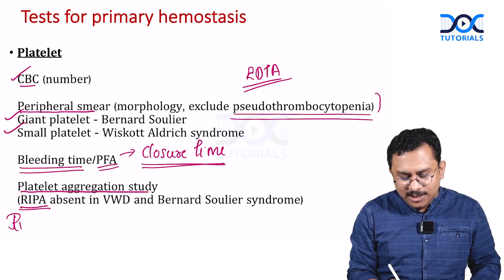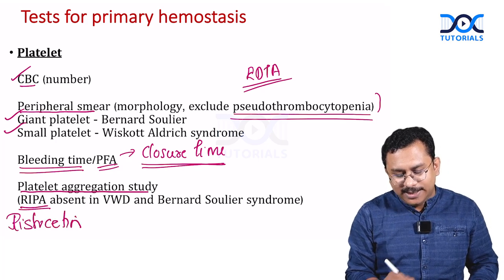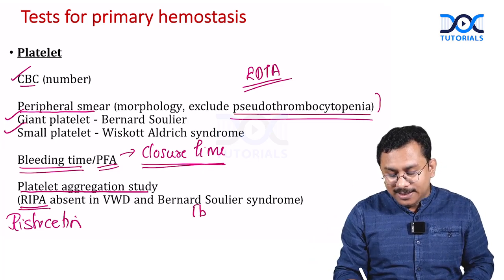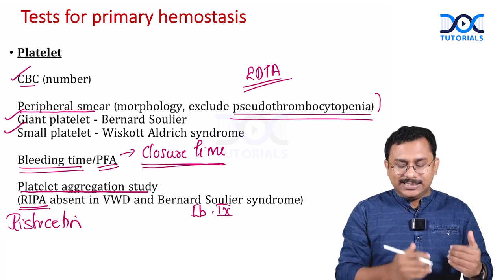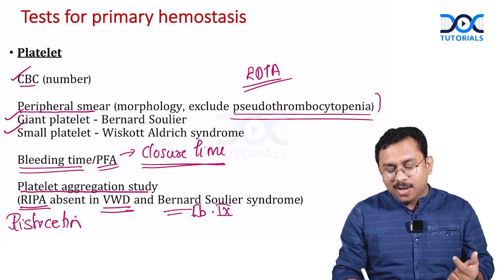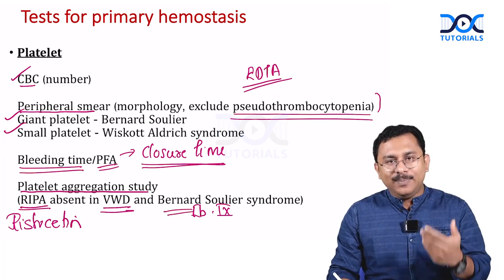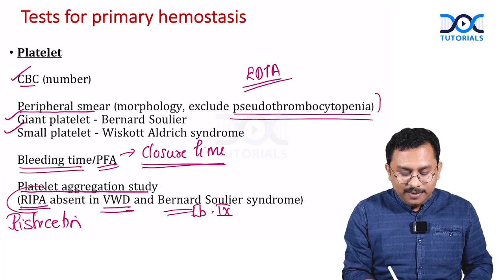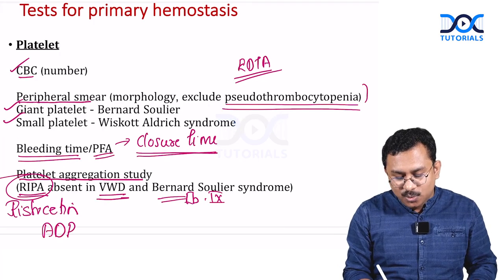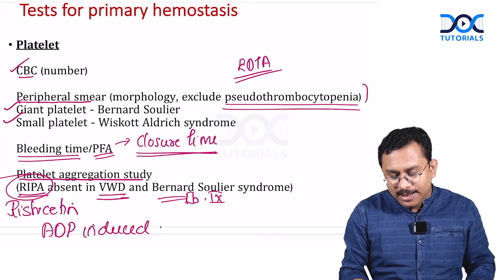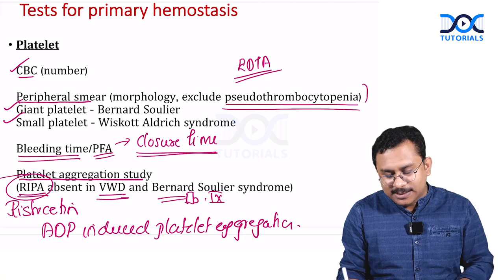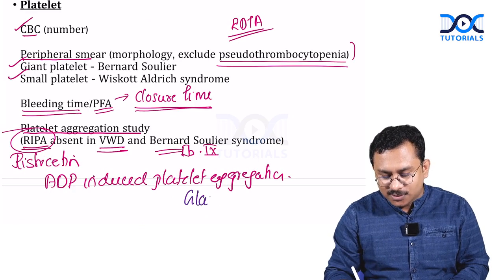In Ristocetin-induced platelet aggregation, the interaction between the glycoprotein 1B receptor and the von Willebrand factor is assessed. So if you have von Willebrand disease, wherein the von Willebrand factor is reduced, or Bernard-Soulier syndrome, where you do not have the 1B receptor, what will be defective? The Ristocetin-induced platelet aggregation will be defective, whereas the ADP-induced platelet aggregation will be defective in Glanzmann's thrombasthenia.